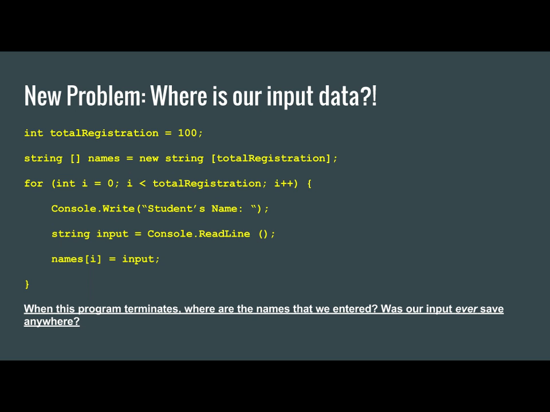when the program terminates, where's our input? Where's our input gone? So I enter the 100 students' names while the program is running. I am expecting this to be saved somewhere so that I can use it later. But is the input ever saved anywhere? No, it's not. Actually, when the program terminates, all our input, all of the data in the program, are lost in a void.